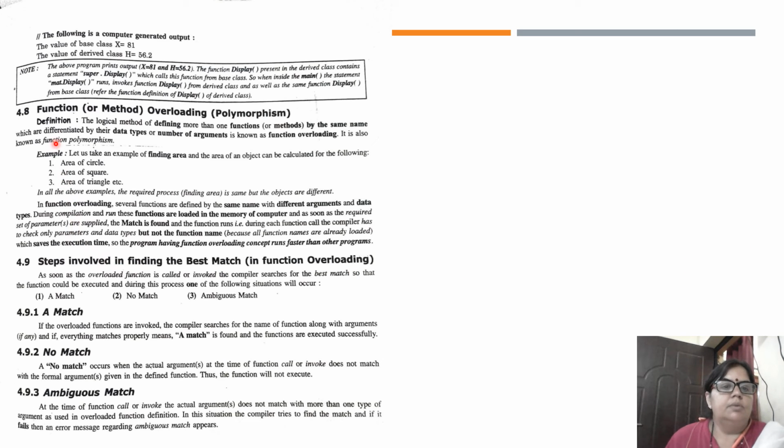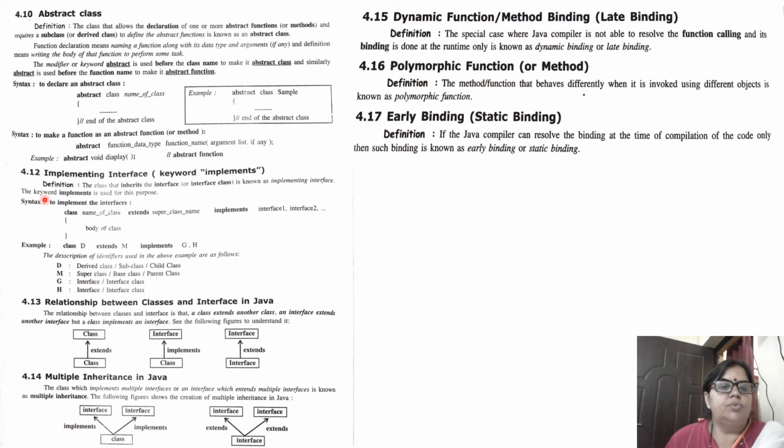Now next, function or method overloading. Here is an example of method overloading. Go with this. Now next, abstract class. Generally, students, no programming of abstract class comes in your work, but go through the definition. The definition of an abstract class: a class that allows the declaration of one or more abstract functions or methods and requires a subclass to define the abstract function is known as an abstract class. Here an example has been given. Go through the example.